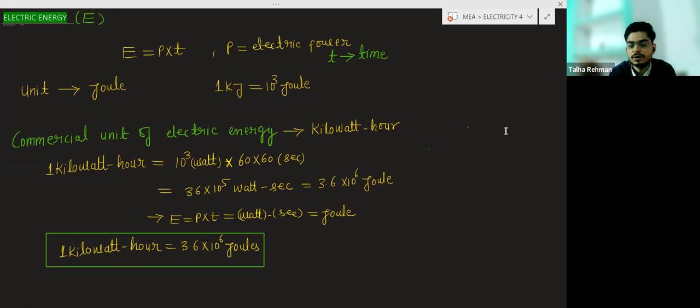You have to remember the commercial unit of electrical energy is kilowatt hour. Simple. And in 1 kilowatt hour, there are 3.6 into 10 to the power 6 joule.